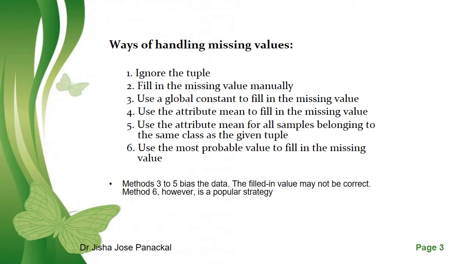So we can use methods 3 to 6 for filling the missing value, but methods 3 to 5 will bias the data. The filled value may not be correct. Using the most probable value to fill in the missing value is a popular strategy. So method 6 can be used to fill the missing value.